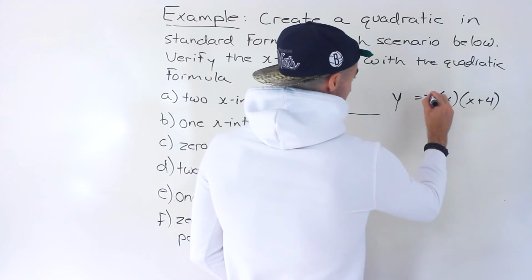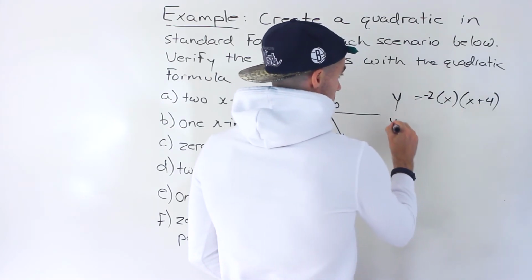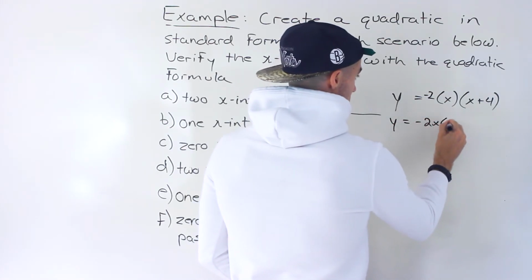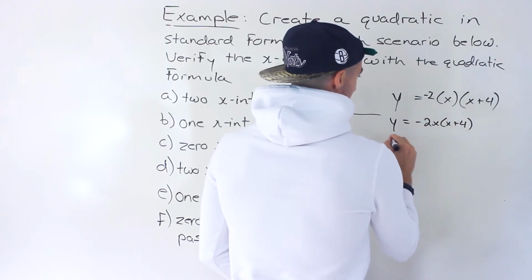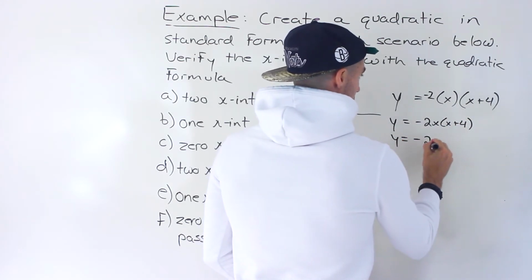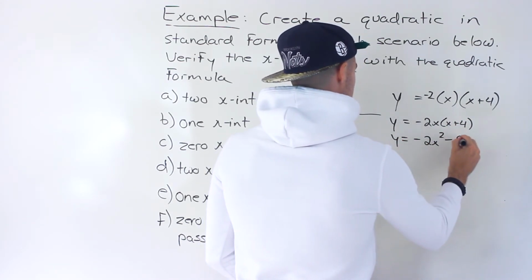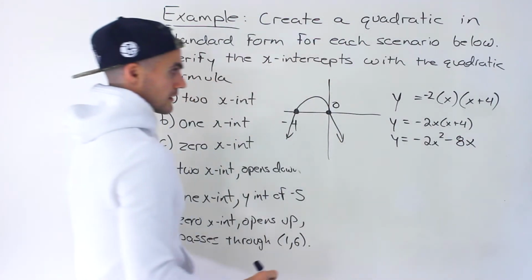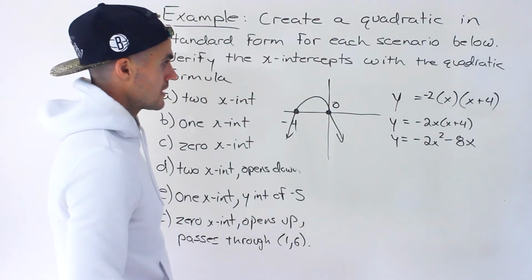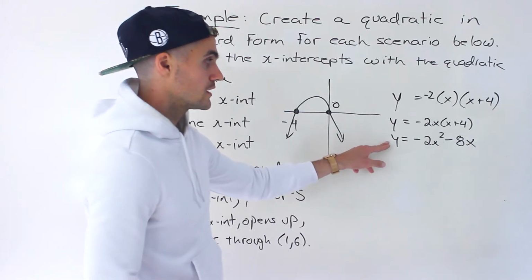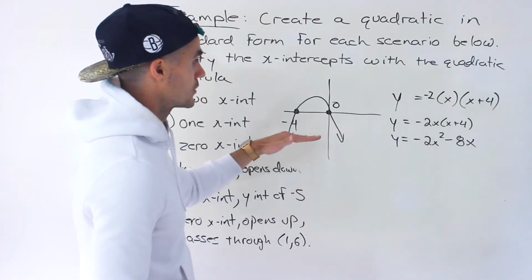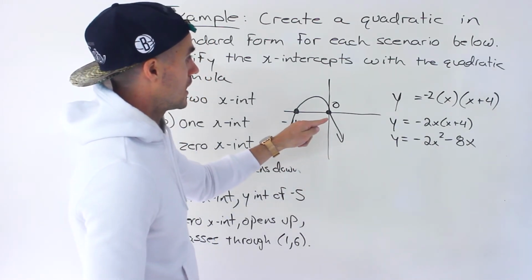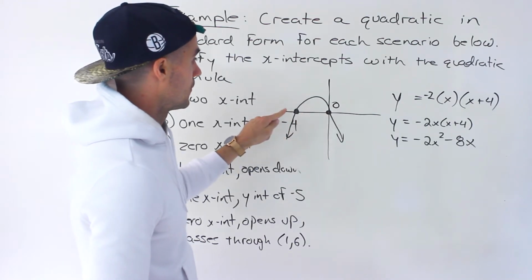I'll choose, let's say, a -2, like that. So we'd have y equals -2x, x plus 4, which would be in standard form -2x squared minus 8x, like that. Okay, so this quadratic here, if you graphed it in Desmos, you'd end up with a quadratic like this. 2 x-intercepts: 0 and -4.